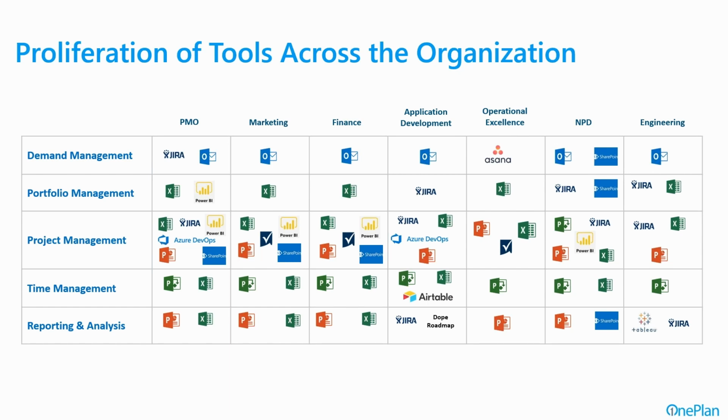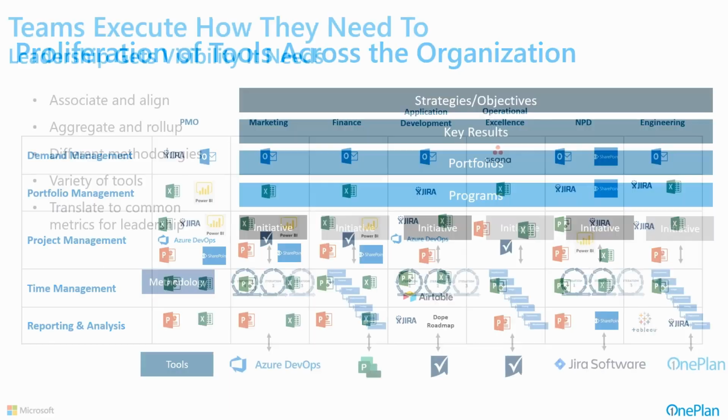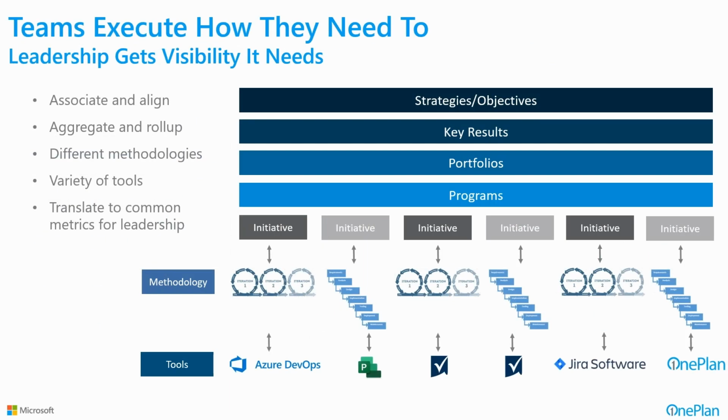The idea is, how do we get this all together and make some cohesive sense out of it all, and really deliver on cross-functional needs of the organization? So the idea is to let teams execute how they need to with the tools that make the most sense for them, and have leadership get the visibility it still needs to make decisions.